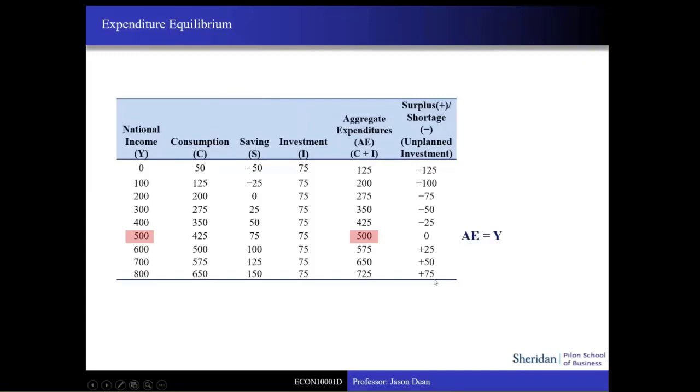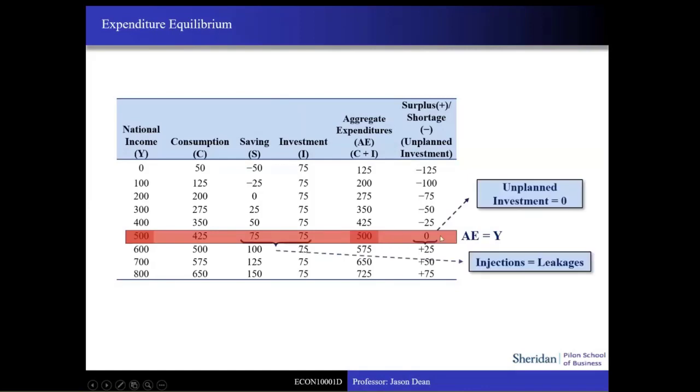And they're not going to want to do that. They're going to want to produce less in the next round. Maybe you can think of the circular flow as having different rounds. So if this were to happen, in the next round the firms would produce less. There'd be a tendency to go back down towards the equilibrium point. So in equilibrium, we're going to have unplanned investment equal to 0.